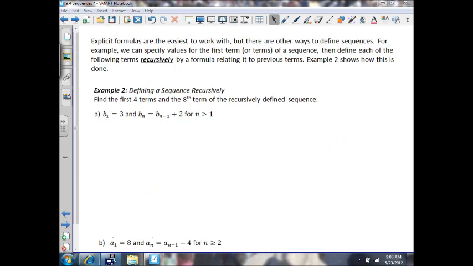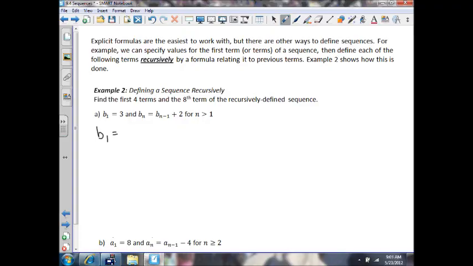Explicit formulas are the easiest to work with, but there are other ways to define sequences. For example, we can specify values for the first term or terms of a sequence, then define each of the following terms recursively by a formula relating it to previous terms. Example 2 shows how this is done. So, in example 2, find the first 4 terms and the 8th term of the recursively defined sequence.